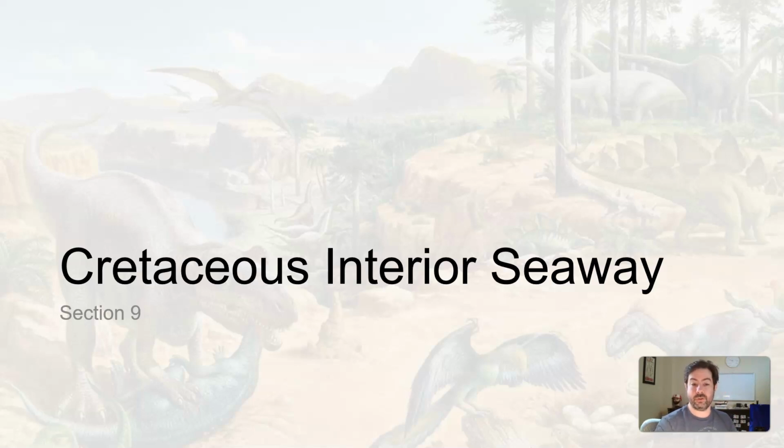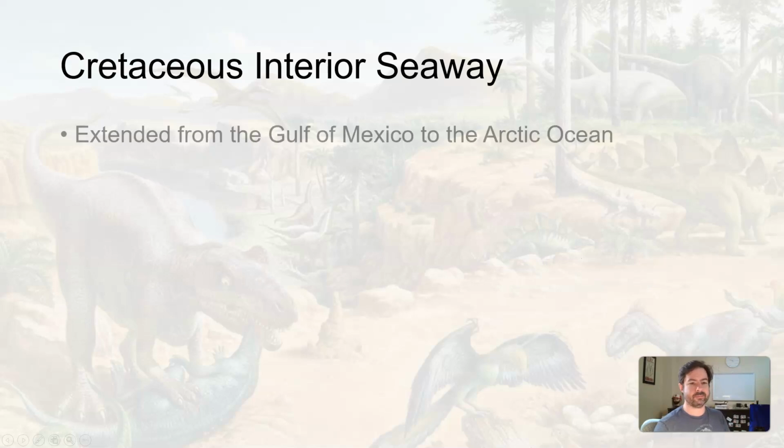All right, let's get into the Cretaceous and let's look back in the middle of the continent. Something was created that aided in deposition of sediment called the Cretaceous Interior Seaway. This is a short one.